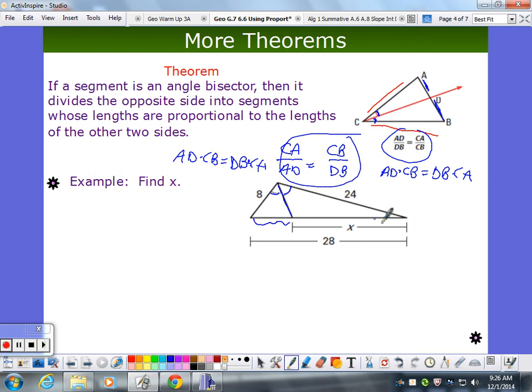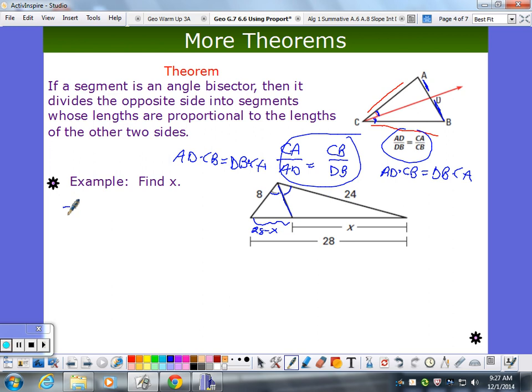I know the whole thing's 28. I know this is x. So what's this piece? If this piece was, say, x was 10, how would you find what this piece is? What? Yeah, you'd say it's 18. You subtract that out. So this little piece is 28 minus x.